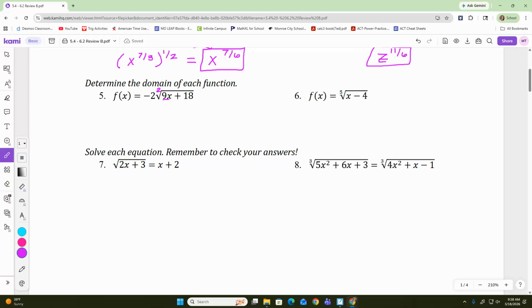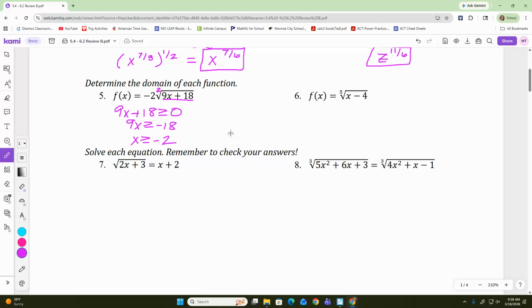So the thing that's under my radical has to be greater than or equal to 0. I don't care about anything on the outside. So I don't care if I'm multiplying by anything, if there's a negative, if I'm adding or subtracting. That doesn't matter. That impacts the range. You know, does my graph move up or down and that kind of thing. But it doesn't affect the domain. So then if I solve this, 9x is greater than or equal to -18. So x is greater than or equal to -2.